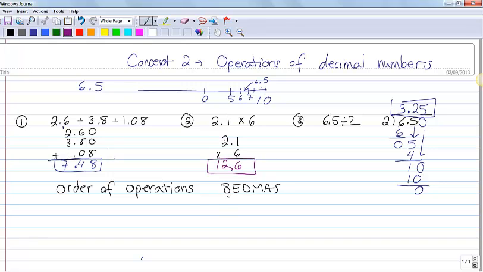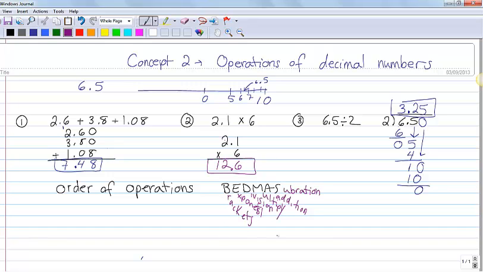Remember that B stands for brackets, E stands for exponents, D stands for division, M is multiplication, A is addition, and S is subtraction.